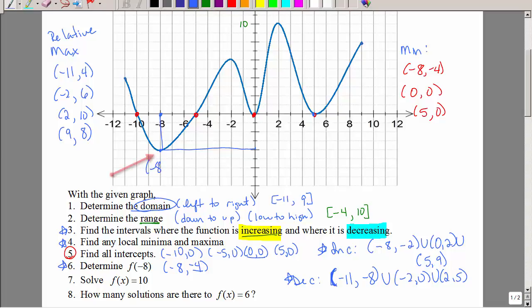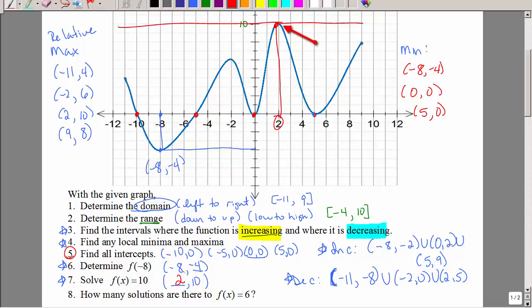-4. So -8, -4. What does that mean? Solve f of x equals 10. Well, that's just the opposite of number 6. It says when y is 10, what is x? All right, so y is 10, I think, only at that one point. What is the x value?